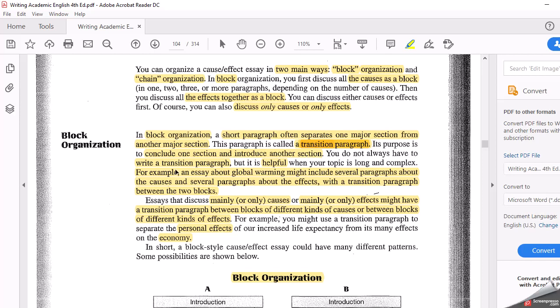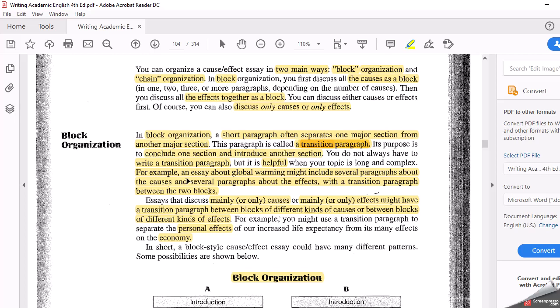You do not always have to write a transition paragraph. So a transition paragraph is not a mandatory paragraph. You can also skip it, but it is very helpful here. Look, it is very helpful when your topic is long and complex. You can write a transition paragraph.